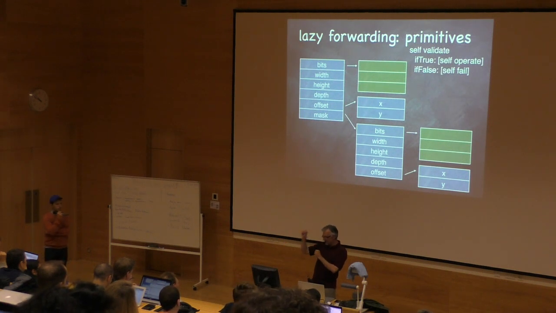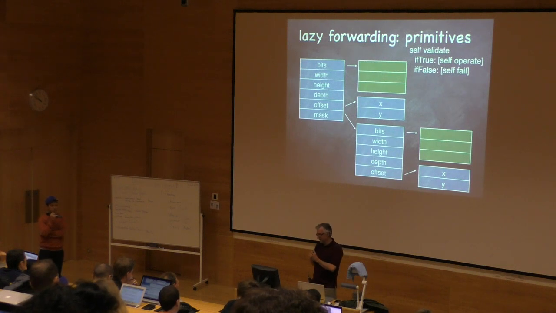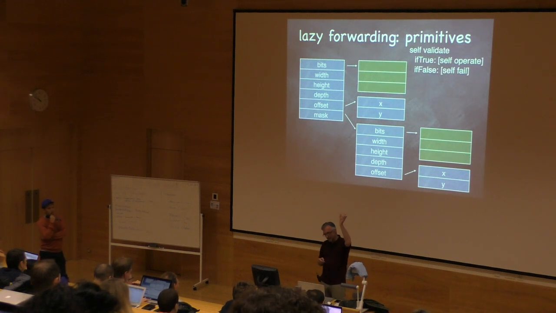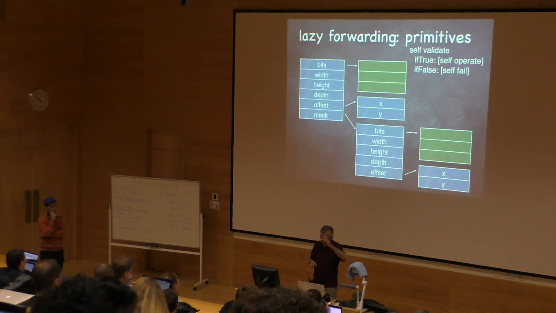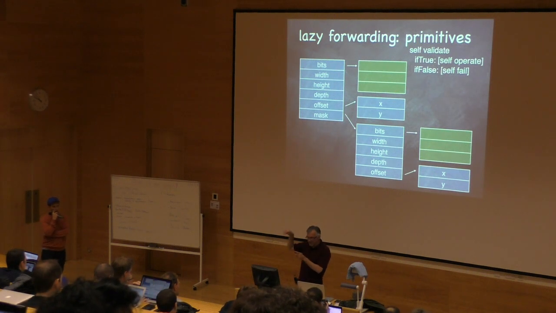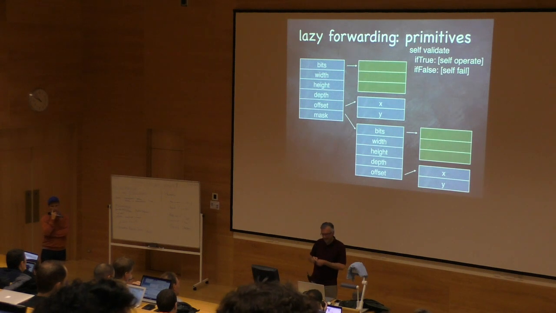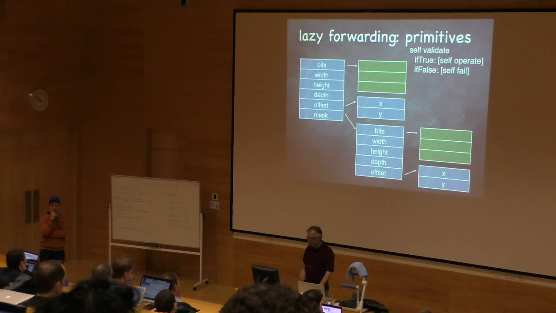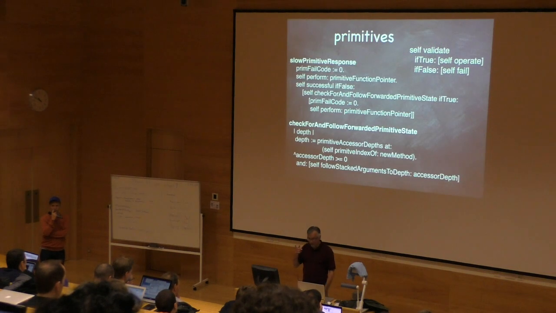In the real VM, there's a table for all of the primitives with the access depth. If it's negative, it means it doesn't access objects; 0 or more does. Okay, so that's how lazy forwarding works, and I hope that I'm not running late.